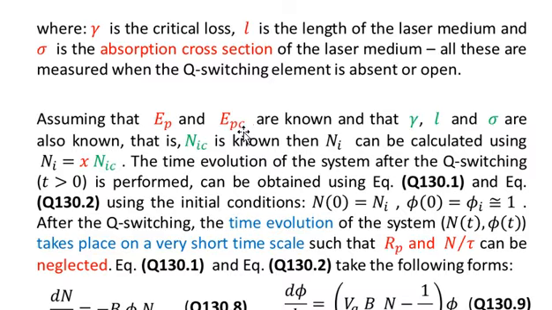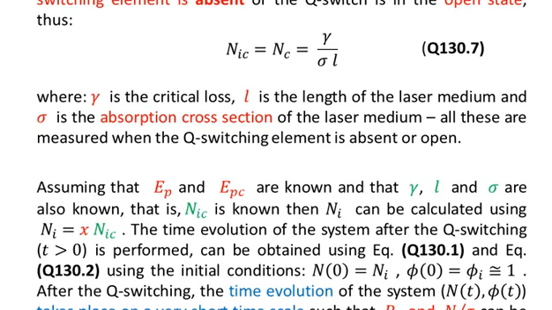So assuming that EP and EPC are known and that gamma, L and sigma are also known, from equation number 7 we are also assuming that gamma is known, sigma is known and L is known. So NIC, that is the critical value of inversion, is also known. Then Ni can be calculated using this equation, that is, from equation number 6.